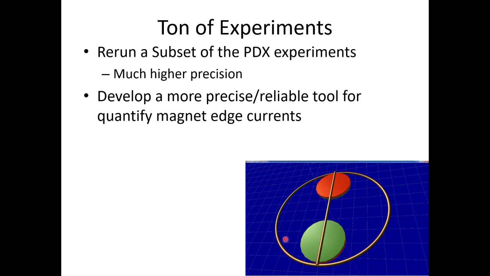And then there will be a ton of experiments. We're going to rerun a subset of the PD experiments with much higher precision. Again, we're going into the hundreds of parts per million for our experiments. I also need to develop a more precise and reliable tool for quantifying magnet edge currents. There's a lot more experiments we have to run. I ran out of time trying to catalog them all, but you're going to see them when they come out anyway, so whether I explain them here or you see them later, it really doesn't matter.